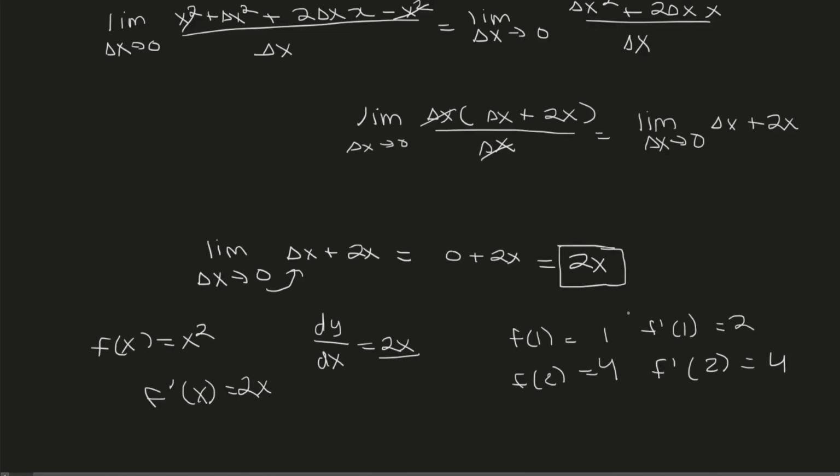So what this statement is saying is that at x equals 1, the slope of the parabola x squared is 2. And at x equals 2, the slope of the parabola x squared is 4. And that's how you can use the limit definition of a derivative to evaluate derivatives at any given point and find the derivative of any function that you can think of.